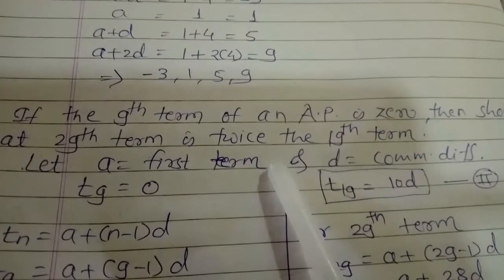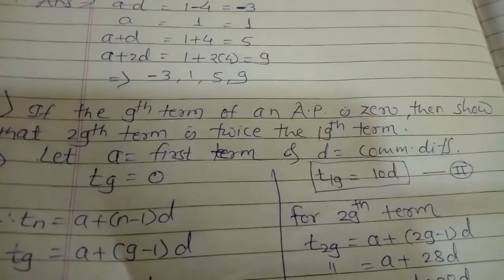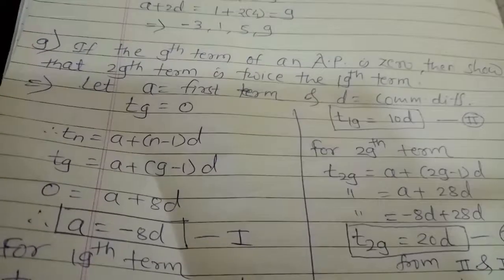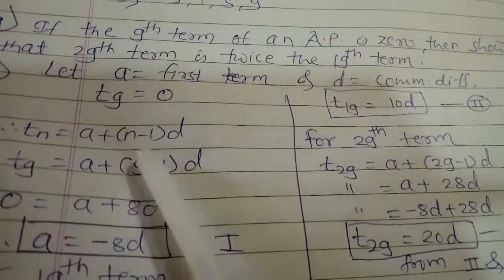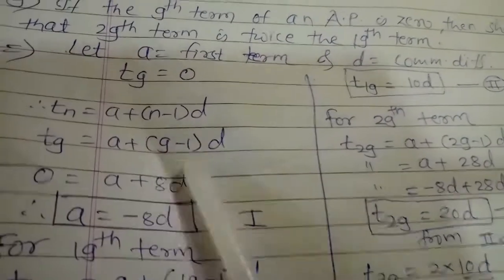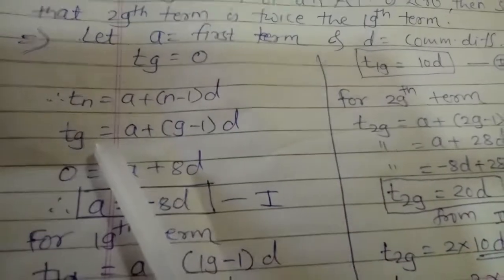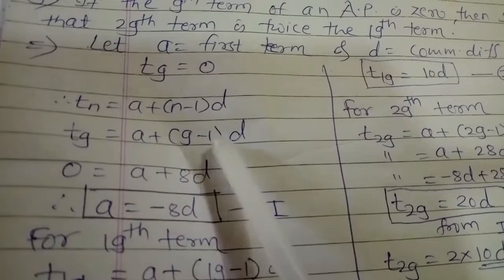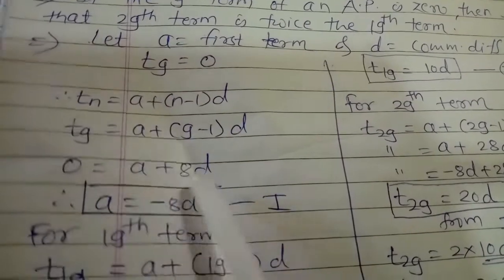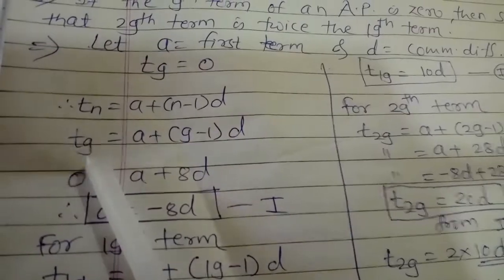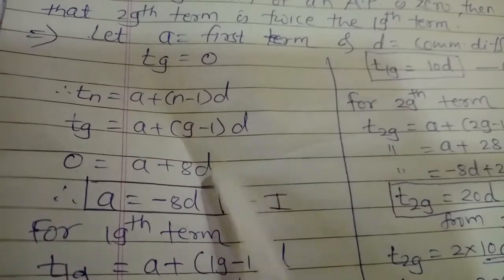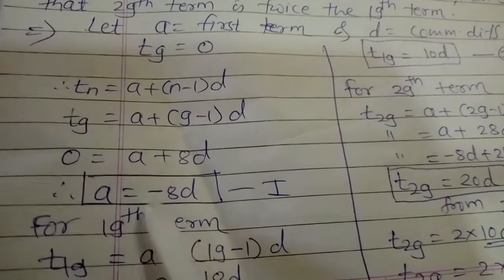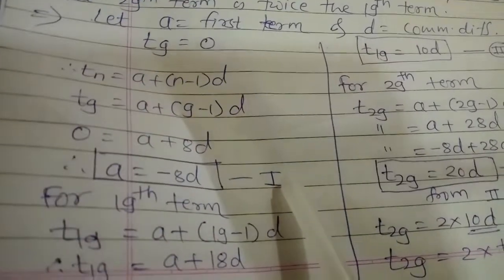So as usual, a is the first term and d is the common difference. You are given that the ninth term is 0, so T9 equals 0. We use the formula for Tn, and since we are given the ninth term, we put n equals 9. So we get a plus 8d, and here the value of Tn is 0. So a plus 8d equals 0. We move this 8d to the other side, so we get the value of a is minus 8d. This is our first equation.